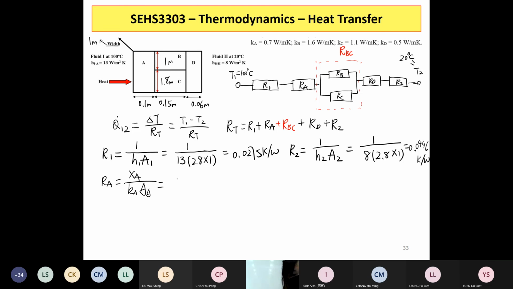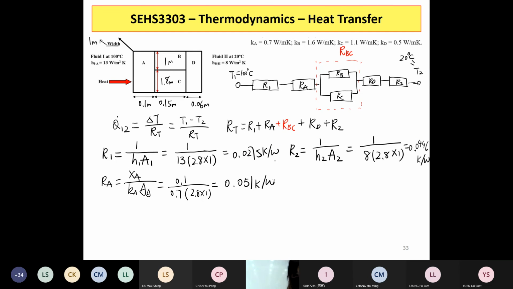Xa equals 0.1. Ka is 0.7. And the area of wall A should be, yes, good. What's the number? 0.051 K per watt. Okay.